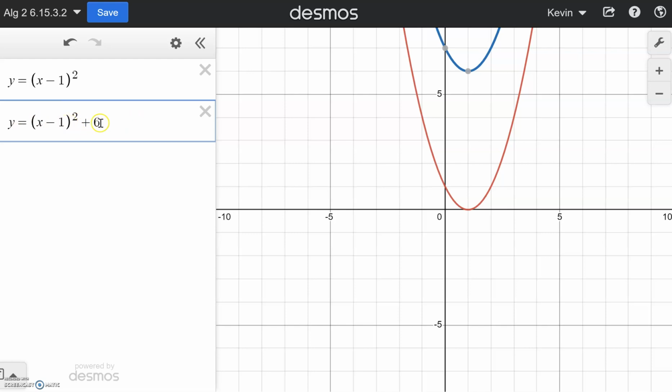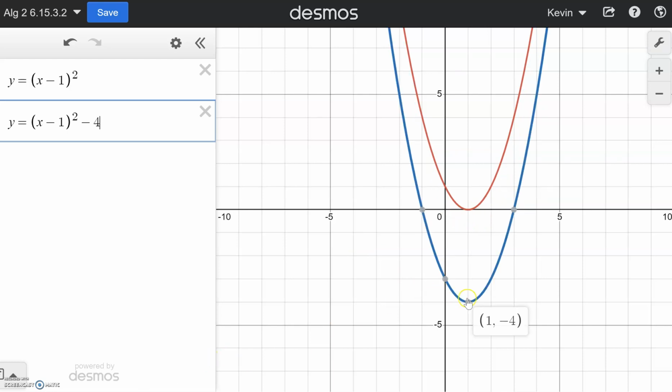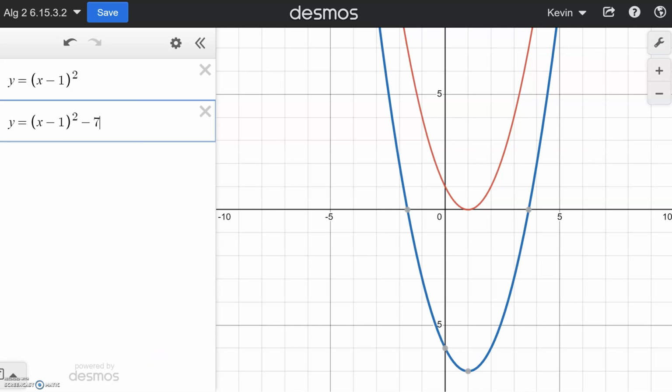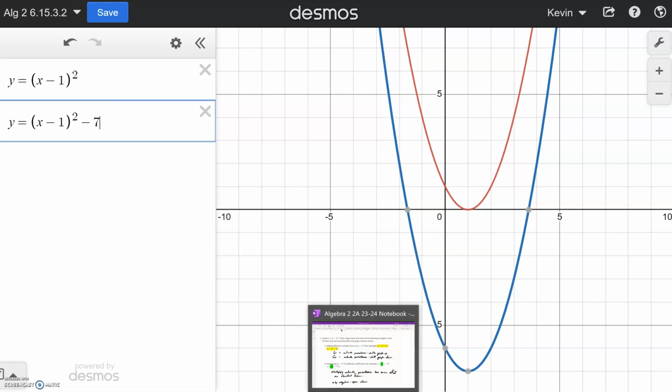What happens if I subtract numbers? What if I subtract 1? Notice it shifted down 1 unit. What if I subtract 4? Notice it shifted down 4 units. What if I subtract 7? Notice it shifted down 7. So adding values outside the parentheses and subtracting values outside the parentheses causes my graph to shift up and down.